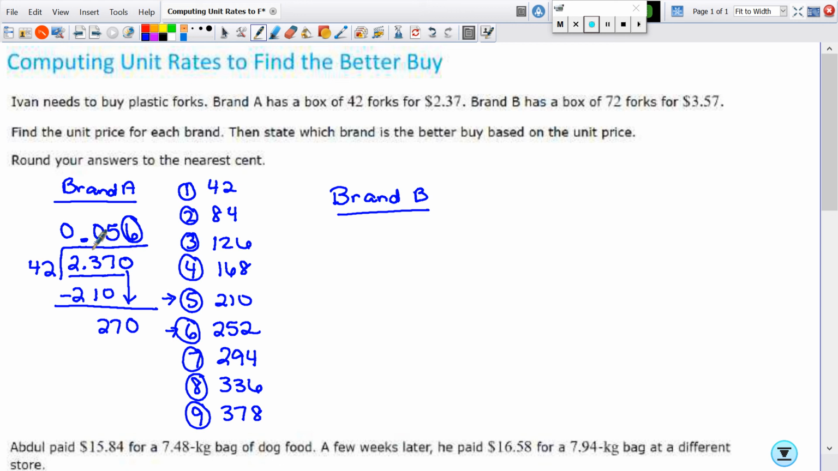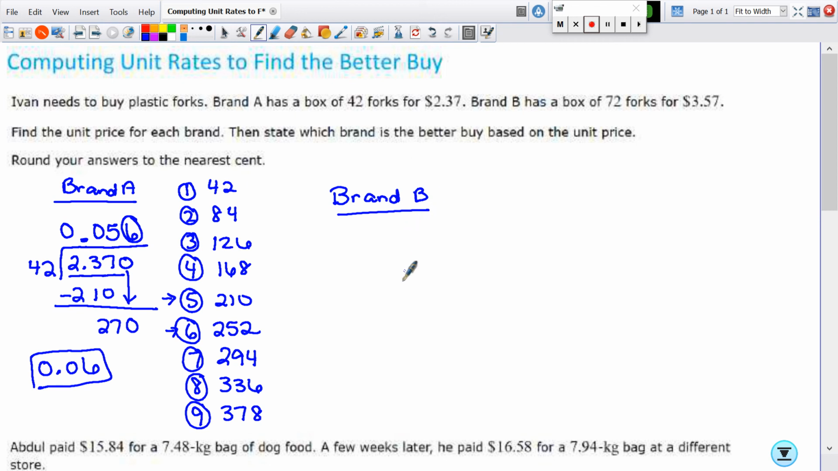Here's the rule. If we're going to round it to the nearest cent, then you want to leave the first two numbers after the decimal alone and look at the third number. If that number is 5 or larger, then you've got to add a penny to the previous number. So this number that's circled is a 6. So I'm not going to say my answer is 5 cents. I'm going to say it's 6 cents. So for brand A, you're paying 6 cents for every fork.